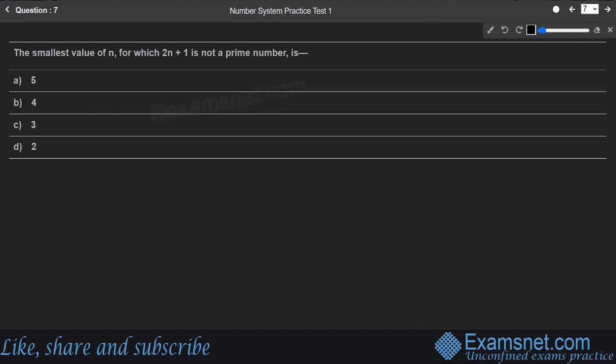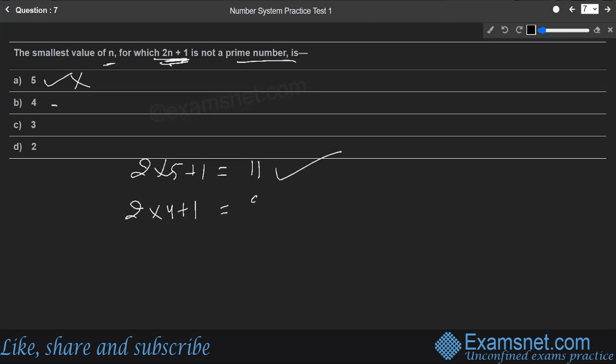Okay, the smallest value of n for which 2n plus 1 is not a prime number is... So what we can do is put in the options and check one by one. If we put 5 in 2n plus 1, it's 2 into 5 plus 1, that is 11, but 11 is a prime number, so A cannot be the right answer. What about B? If we put n as 4, it is 2 into 4 plus 1, that is nothing but 9, and 9 is not a prime number, so 4 becomes the right answer. That's what they had asked.